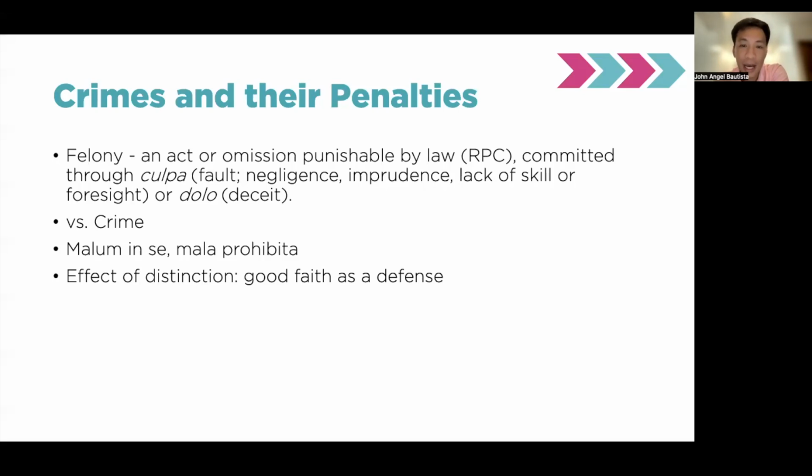So a felony is an act or omission punishable by law. When we say act, it means you did something. There's a positive act on your end. You did something, for example, you shot a person, etc. That is an act. However, there are instances when an omission is also punishable.